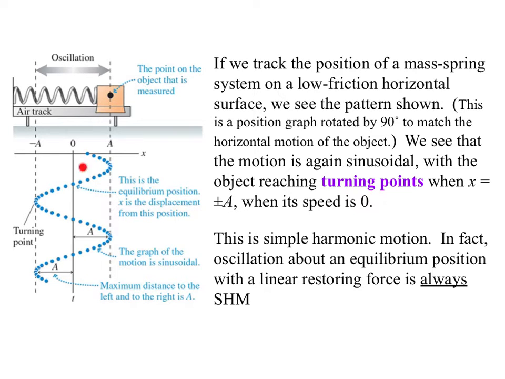The motion is again sinusoidal, and the object reaches what are called turning points as it comes to rest at x equals plus or minus A, and then turns around. So the name's not all that clever, but we can see that this is simple harmonic motion. And in fact, and this is important, oscillation about an equilibrium position with a linear restoring force is always simple harmonic motion. The mathematics of it indicates anything that deviates from equilibrium in a way that it tends to get back towards the equilibrium according to a linear force is always going to be sinusoidal.